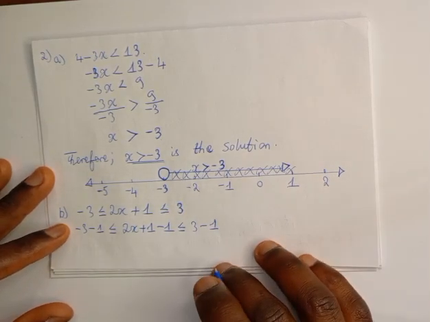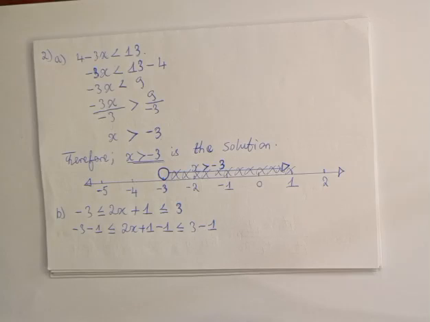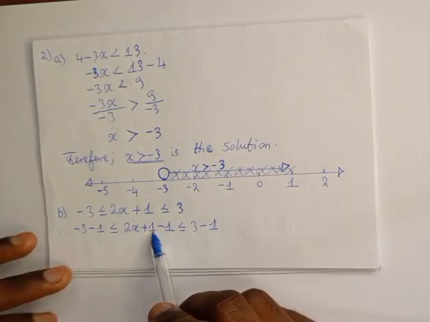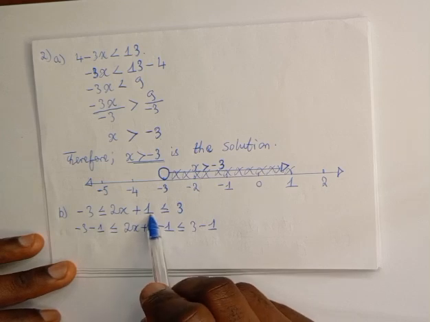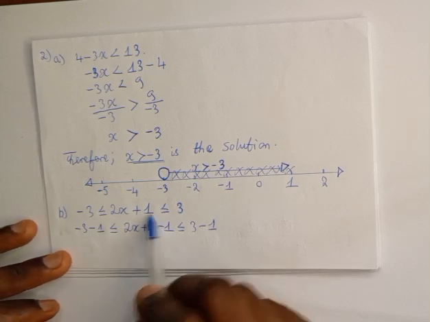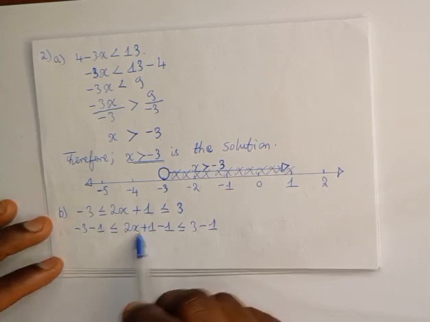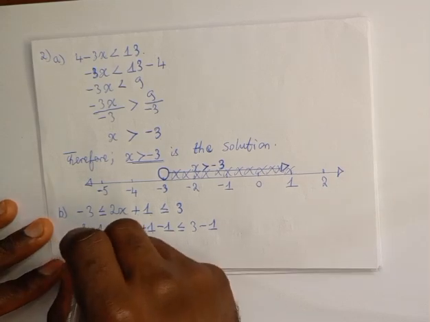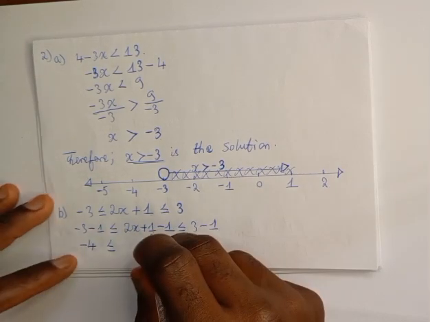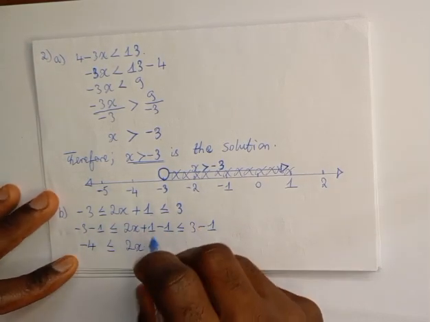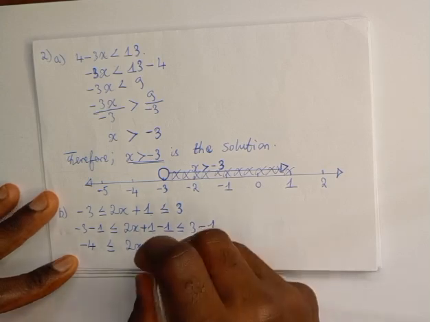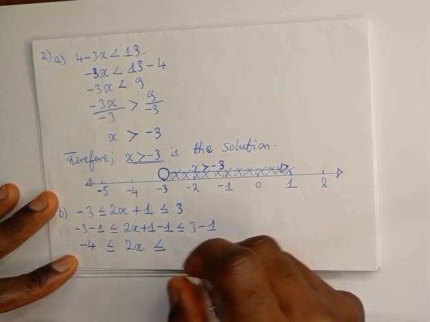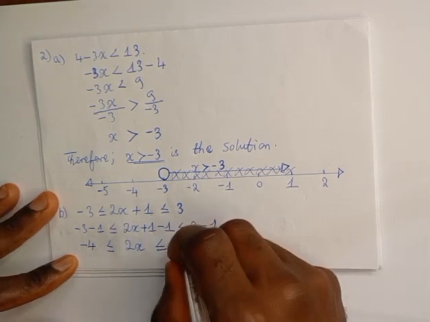The reason why we are adding -1 throughout this inequality is because we want to eliminate the constant 1, so that we'll be left only with 2x. -3 minus 1 gives us -4 is less than or equal to 2x. We know 1 minus 1 gives 0, is less than or equal to 3 minus 1, which is 2.